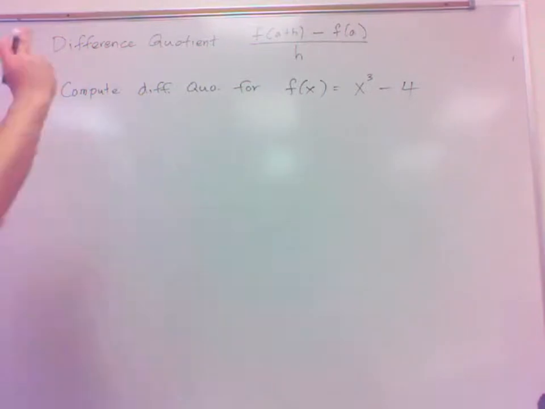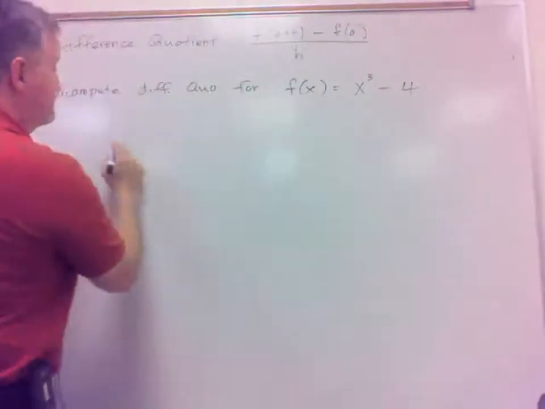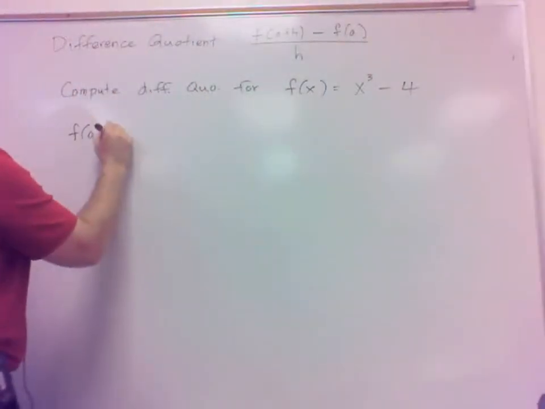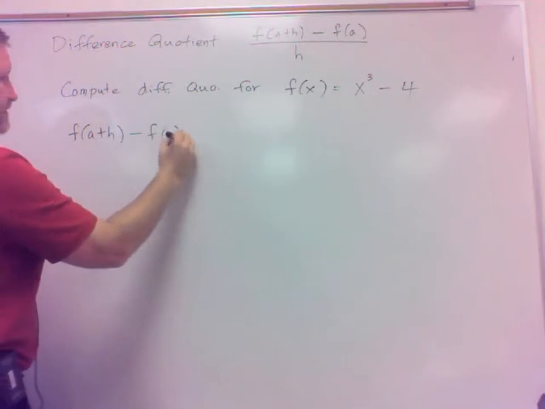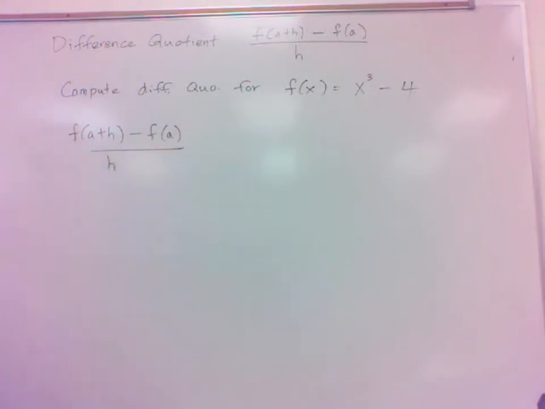It wants us to compute that f of a plus h minus f of a over h. And what that means is we've got three parts here, if you will. I've got f of a plus h, I've got f of a, and then the bottom is a lot easier. It's just h.